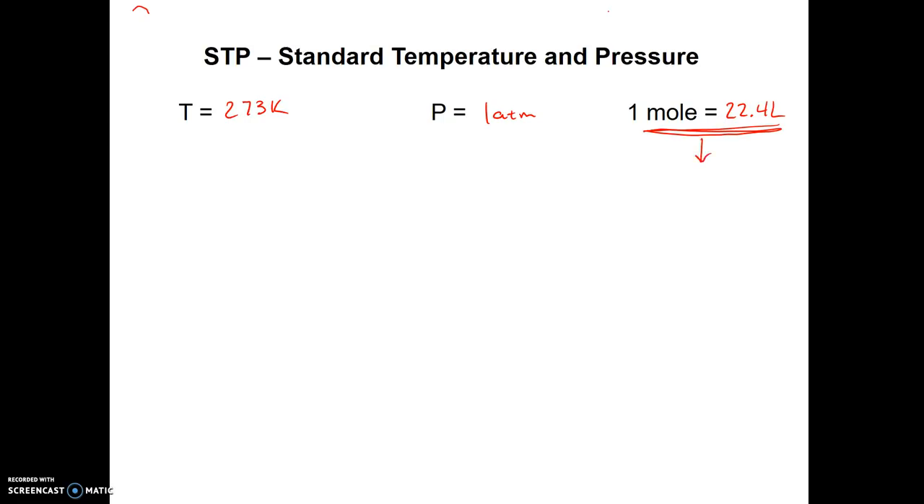Now one thing that is important though is 1 mole is equal to 22.4 liters, but that's only at STP. So if we're not at STP, that is not true. And so anytime it says at STP, we're allowed to use 22.4 liters. If it doesn't say at STP, though, it is a little bit different.